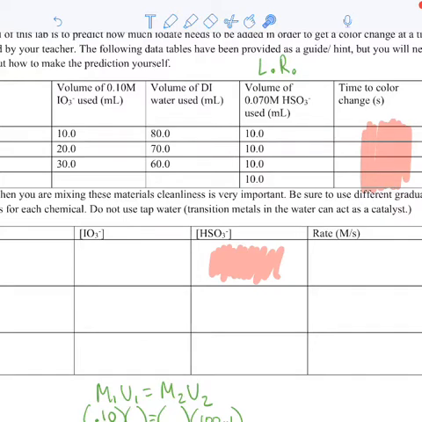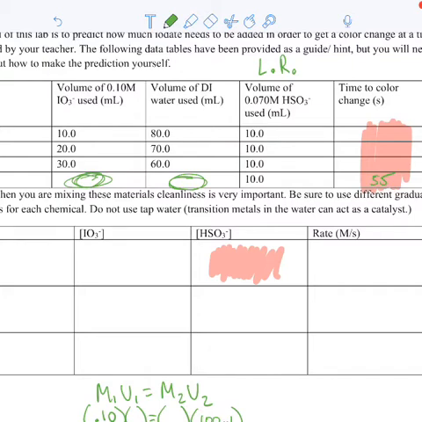Now, there is one thing I wanted to point out. This one is blank right here. If we had been in class, I would have come around and told you guys, hey, I want it to change colors at 55 seconds or something like that. I'd have given every group a different time. And you guys would have had to use the rate law that you're going to predict here to go backwards and figure out what your quantities of each of these would have needed to have been, and actually shown me that you could do it.